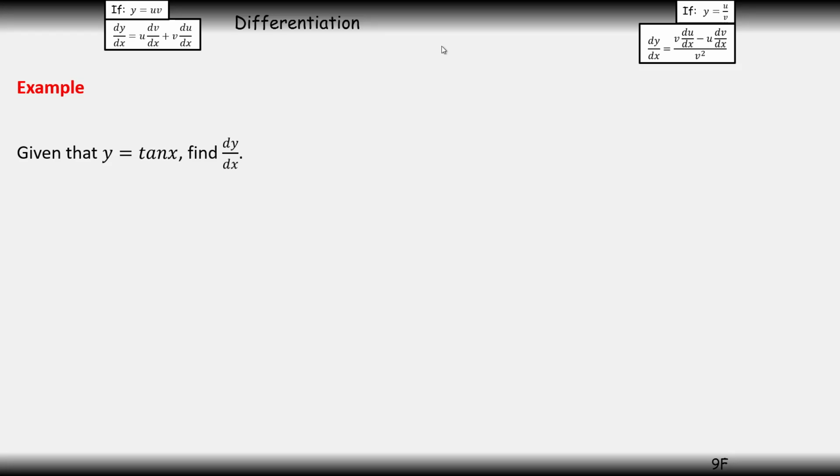Okay, so in this example, we've got y equals tan of x. Find dy over dx. So y is equal to tan of x. Now, I can't differentiate tan of x, but if I put it in terms of something that I can differentiate. Now I know tan is equal to sine x divided by cos of x. I can differentiate that using the quotient rule, which is over there.